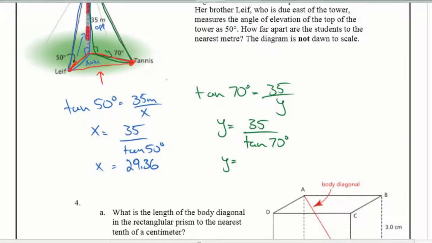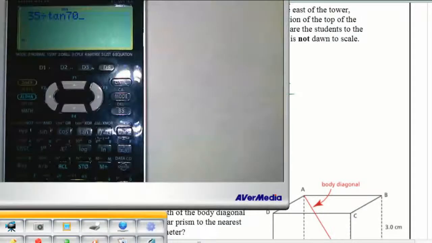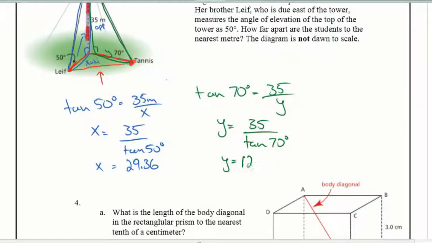And then my Y is the same thing, 35 divided by tan 70, the tangent of my angle, 70 degrees. And I end up with 12.738 or 12.74. All right, so I know those two things now. I can draw this red triangle that I've kind of inscribed here. I'm going to kind of pull it out so I can see what's going on, make it look like a right angle triangle.